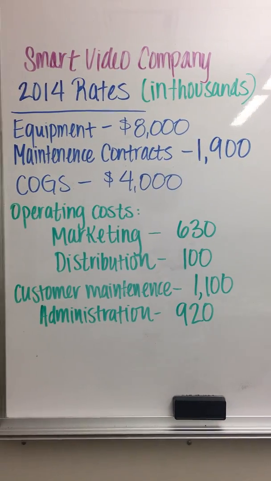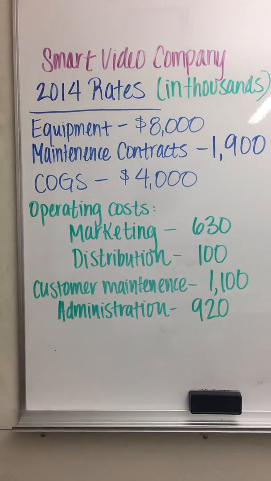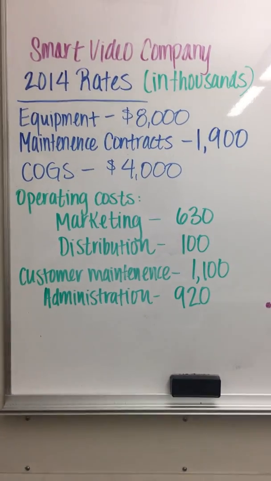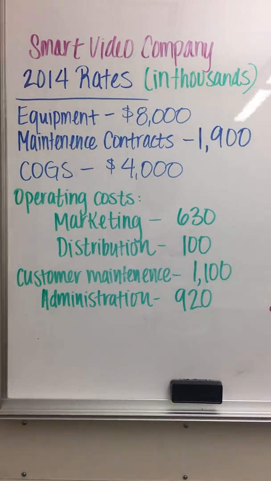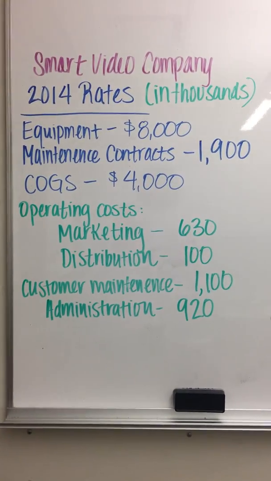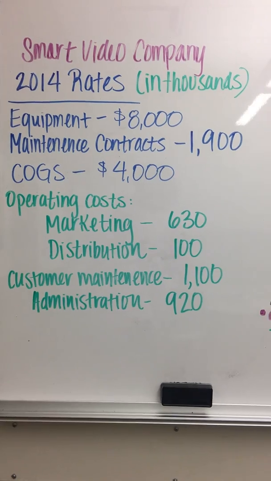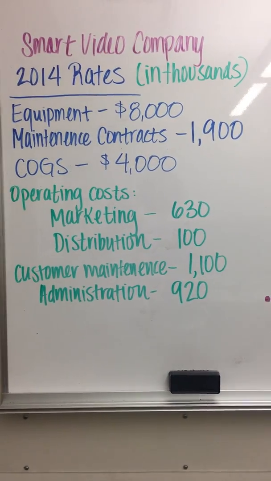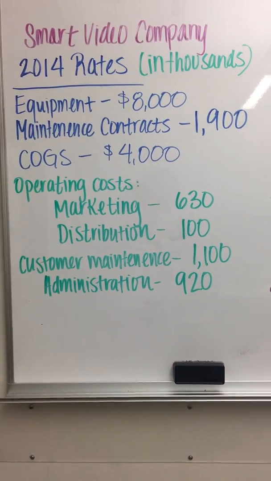Good afternoon, everyone. Today we're going to be creating a budgeted income statement for Smart Video Company. Here we have some 2014 rates, which were in the prior years, and these are going to be in thousands, as we are also computing the rest of the income statement. Now we have equipment in 2014 of $8,000.